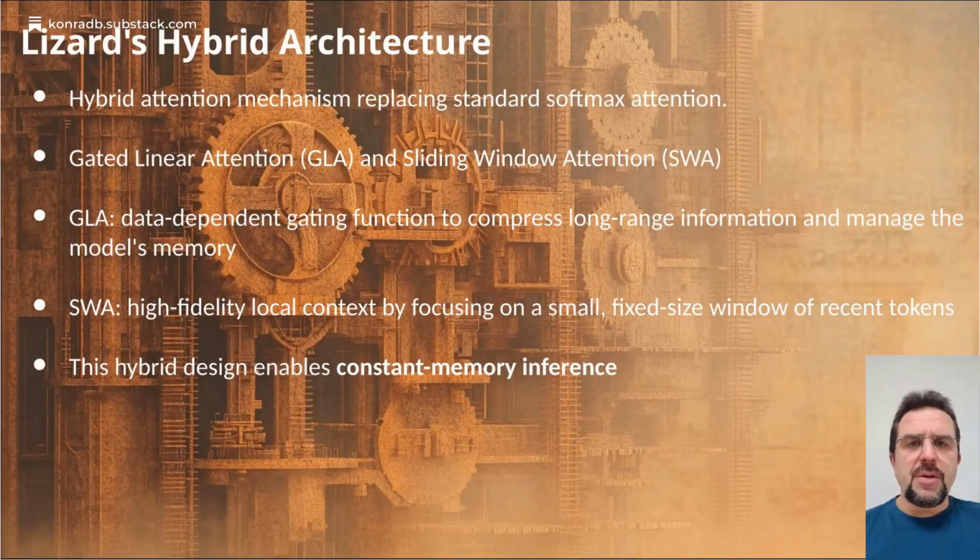Second, sliding window attention provides a sharp focus on the words immediately surrounding the current position, capturing local grammar and meaning. This dual approach allows the model to process incredibly long texts while using a fixed, predictable amount of memory.